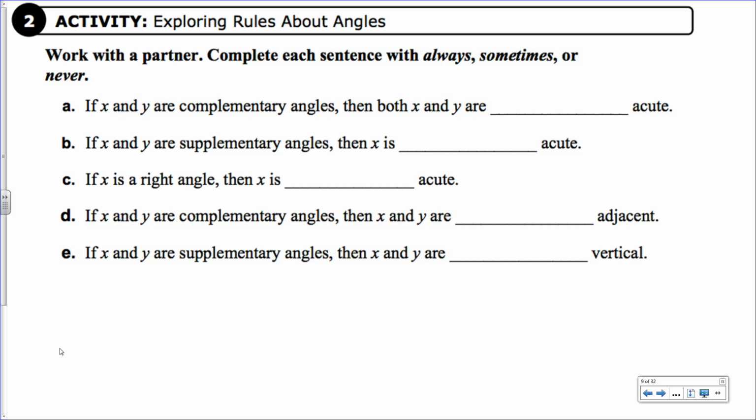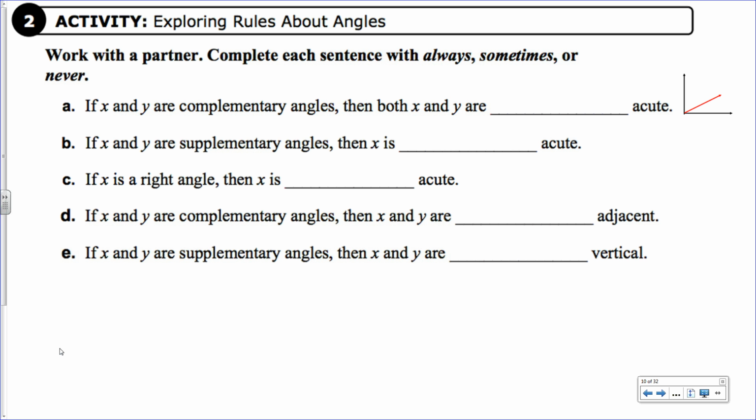So now turn to your activity. The first page says, work with a partner, but you need to work on your own. Complete each sentence with either always, sometimes, or never. So let's look at the first one. If X and Y are complementary angles, then both X and Y are either sometimes, always, or never acute.